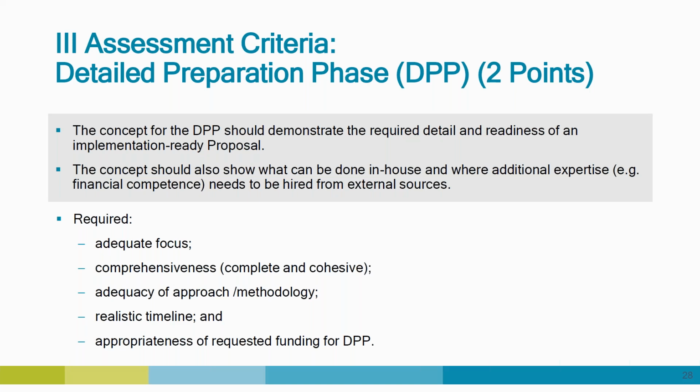What we want to see in that is that the applicant has a clear understanding of the detailed activities for further project preparation. This includes the following aspects: adequate focus, comprehensiveness, adequacy of approach and methodology, realistic timeline, and appropriateness of requested funding for the detailed preparation phase. The detailed preparation phase concept will also be part of the in-depth assessment for those projects that passed the desk evaluation and were approved for an in-depth assessment by the donors. At this occasion, the DPP concept might be discussed and might also undergo an adjustment.